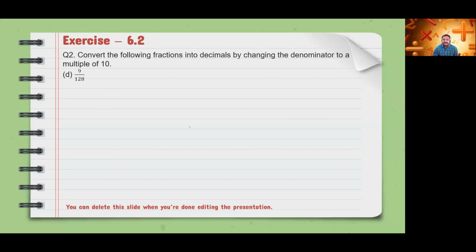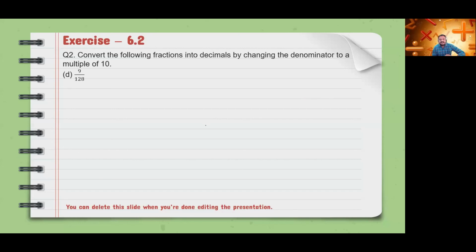Okay. But still the division is critical. How can we make it simple? We can try with 100. So it will come 900 divided by 12,800.